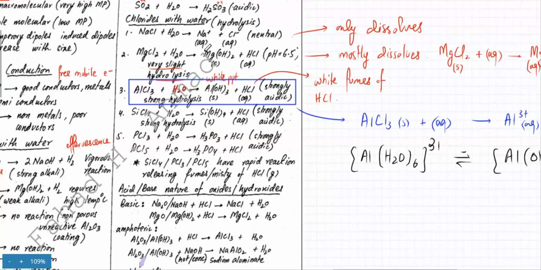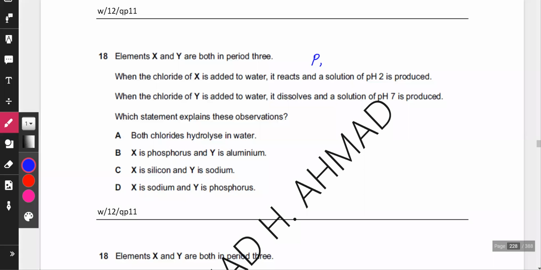So all of them, starting from magnesium chloride, that had a weak hydrolysis. Aluminum chloride had a very strong hydrolysis and would produce a lot of HCl. Silicon chloride also did that, and phosphorus chlorides, they were also obviously acidic. They would form acids. So it's either phosphorus, aluminum, or silicon, but it's strongly acidic. So I'm going to remove magnesium from it. These three. And then there's the other one. The chloride of Y is added to water, it dissolves and a solution of pH 7 is produced. The only chloride that only dissolves is NaCl. So which statement explains this observation?